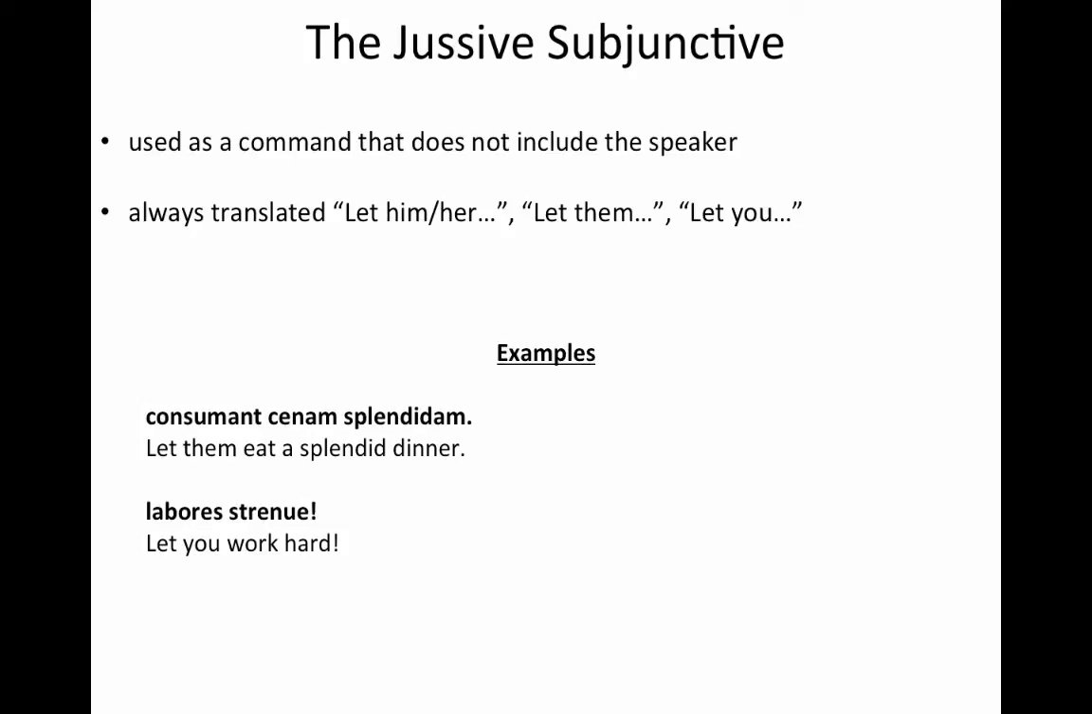The jussive subjunctive works just like the hortatory here. Jussive comes from iubeo, iubere, to order. And so again, it's a command, but this time you are not included. You're telling someone else to do something. So it's either in the third or second person, and it's always let him, her, them, or you do something. So examples, consumant cenam splendidam, let them eat a splendid dinner. And if you want the second person, laboretis strenue, let you work hard. Or if you want to just translate it like a command, work hard.